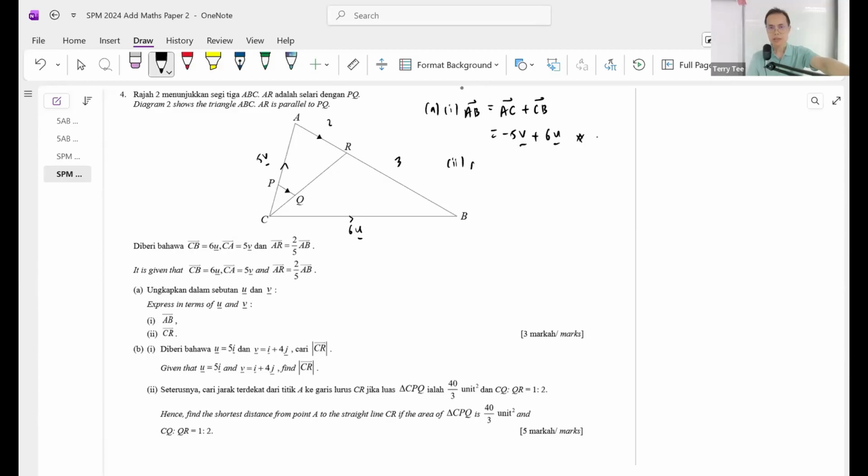Next, what is CR? CR is C to A, C to A to R. CA is 5V, AR is 2 over 5 AB. So this AB, we already have from the earlier part, minus 5V plus 6U. Just multiply inside. This is 5V minus 2V plus 12U. 12U, right? The answer is 3V plus 12U.